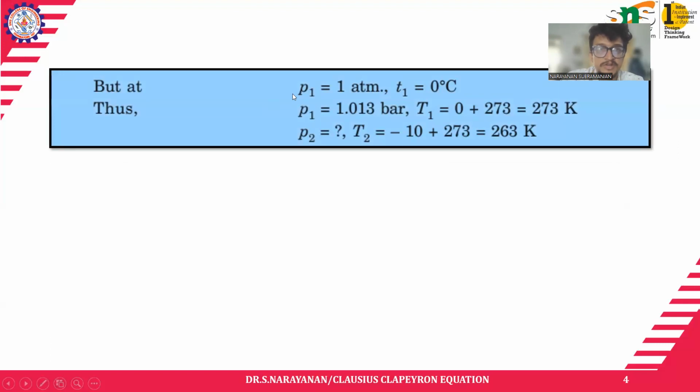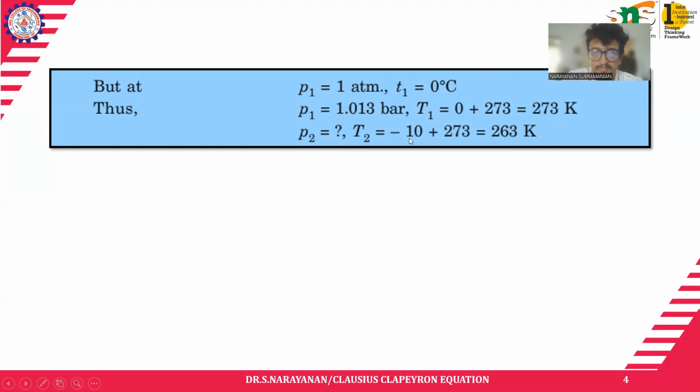So these are the values. The initial pressure is 1 atmosphere. That is, before melting at the melting point of ice, the pressure is 1 atmosphere, which is 1.013 bar, and the temperature in Kelvin is 273 Kelvin. Similarly, the final pressure is what we have to find out. T2 is equal to minus 10 plus 273, 263 Kelvin. So to raise the temperature from 263 Kelvin to 273 Kelvin, what is the pressure required? That is what we have to find.